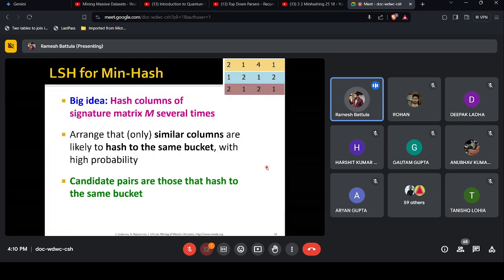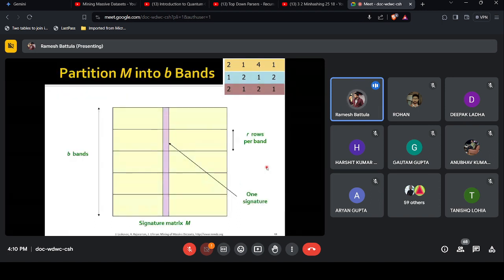Candidate pairs are going to be mapped using hashing. Here you need to observe the partition of matrix M into b bands. Whatever the matrix is, it will need to be divided into b bands. Here you observe band 1, band 2, band 3, band 4, and so on. And this is our complete signature matrix. Each column has r rows per band, so r row values are there. This common portion we are going to treat as our signature.